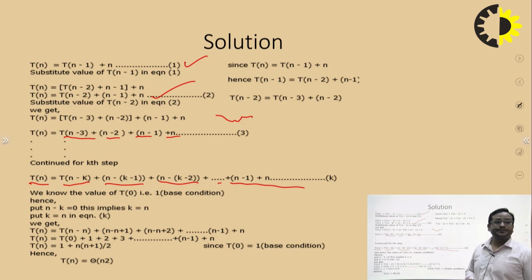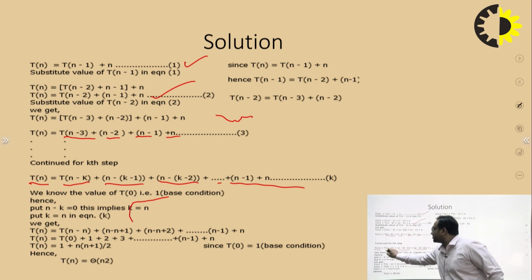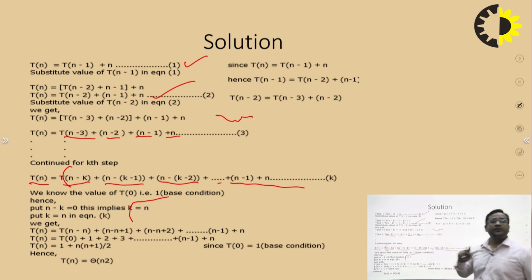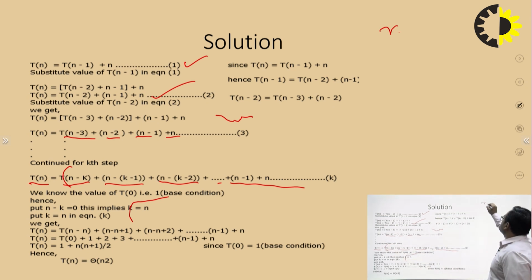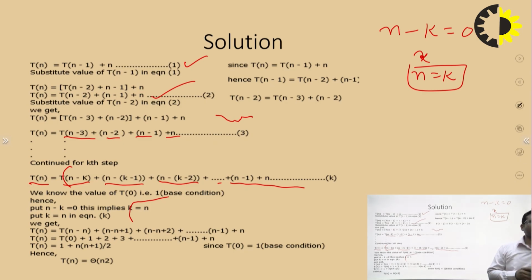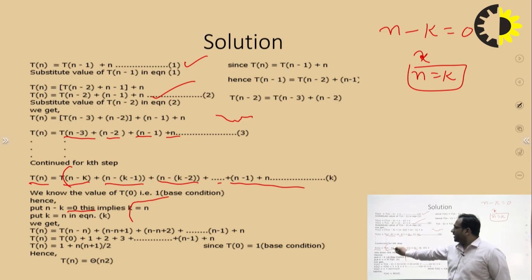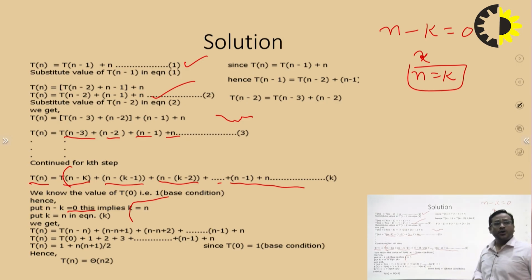Till n. Okay. When will this recursion function be terminated? It will be terminated when n minus k is equal to 0. So n is equal to k. At this point, the recursion function is terminated. So I explain here: when the value of k, I'll put it in this equation.